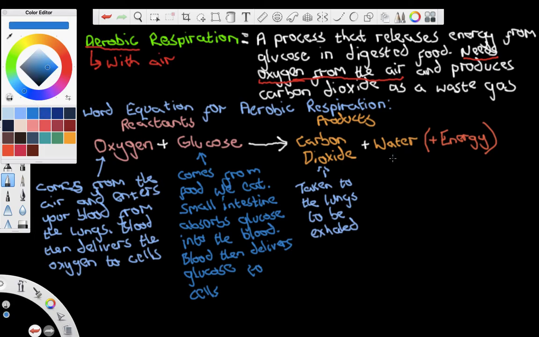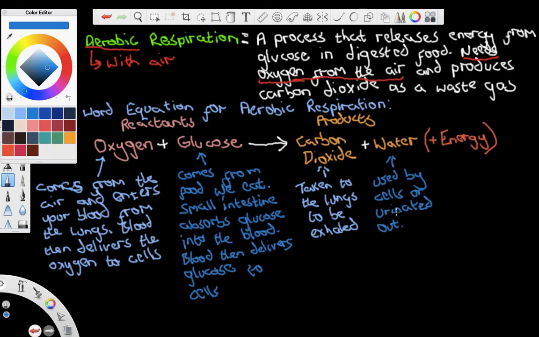The water is used by cells, or urinated out, which is a posh word for saying you have a wee, or urinated out. Sometimes the water is also exhaled out. When you breathe out, water is lost.